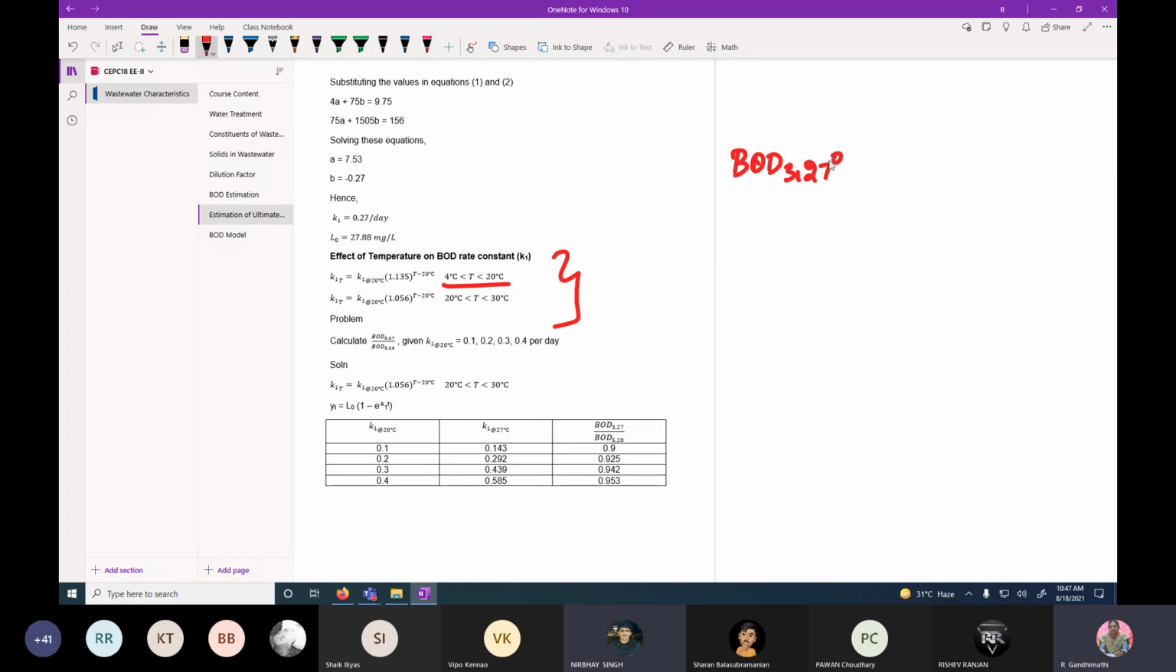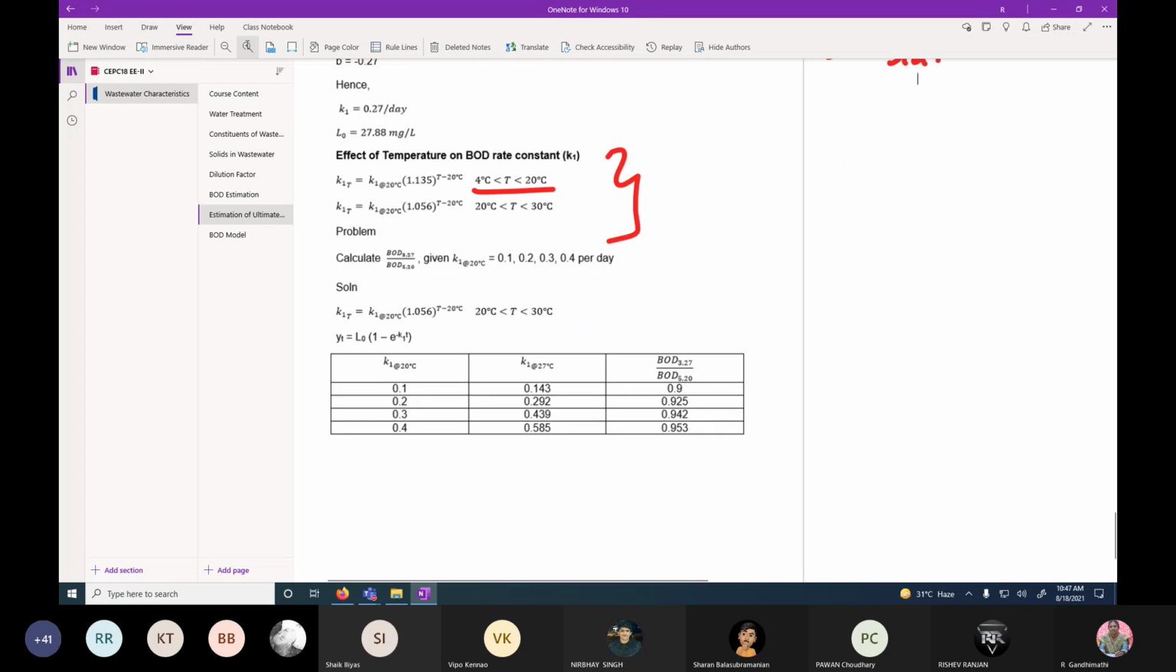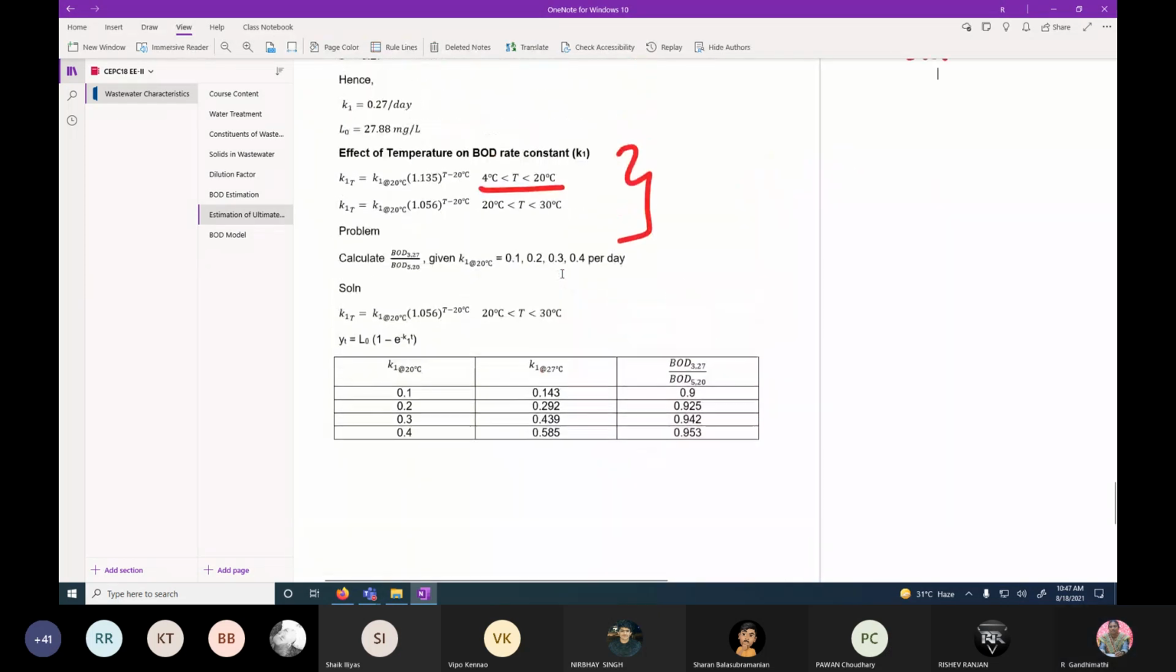Ma'am, can you zoom it a little bit? It's very small. Yeah, one minute. Is it visible? Yes, ma'am.